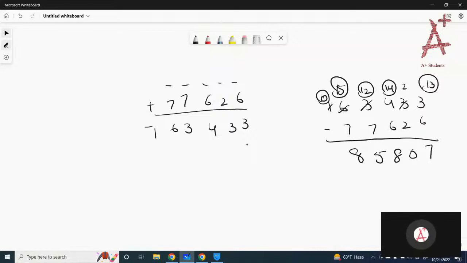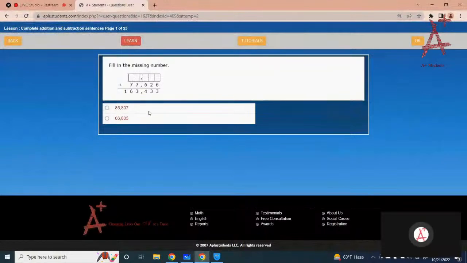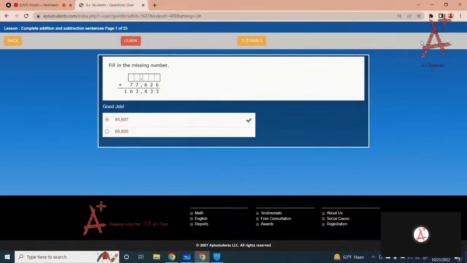That means the missing number is 85,807. Got it? You can check by adding. Just select the correct option. Here is the correct option, and then click on the OK button. Got it?